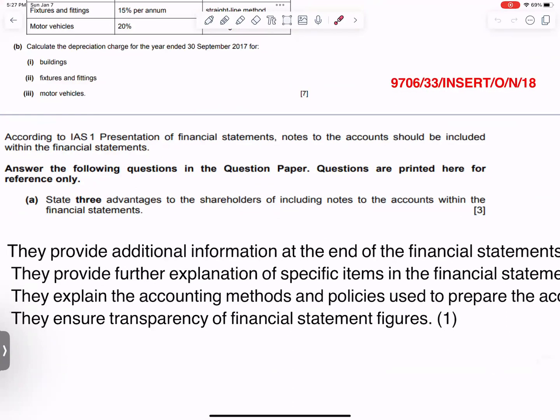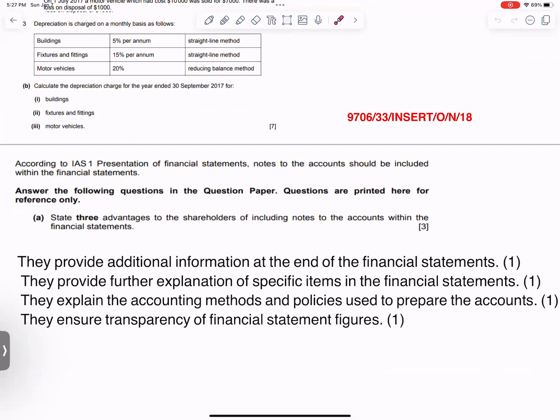They provide additional information about certain amounts in the financial statements. Like in your notes to accounts, you will have additional information. What is the use of that additional information? It explains certain items in the financial statements, like depreciation policy and valuation of inventory, and about some adjusting events, about some major events that happened after the balance sheet date.